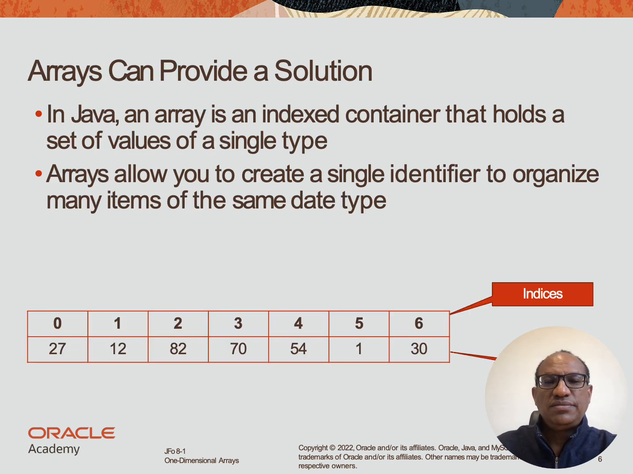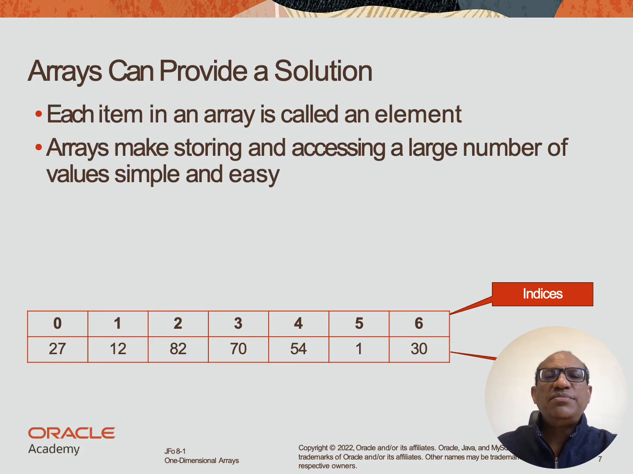Enter arrays. Java's solution to storing multiple values of the same type in a single structure. An array acts like a container with slots. You give it a size, and each slot is numbered. Each item in the array is called an element. Each has a position called an index, starting at 0. If you need to store 300 songs, you create an array with 300 elements, and each song gets its own index.